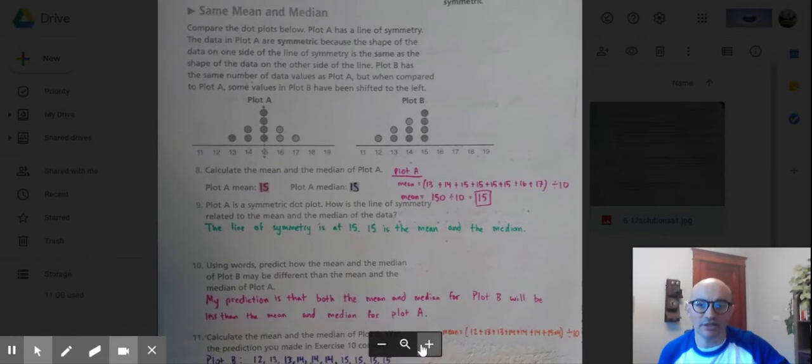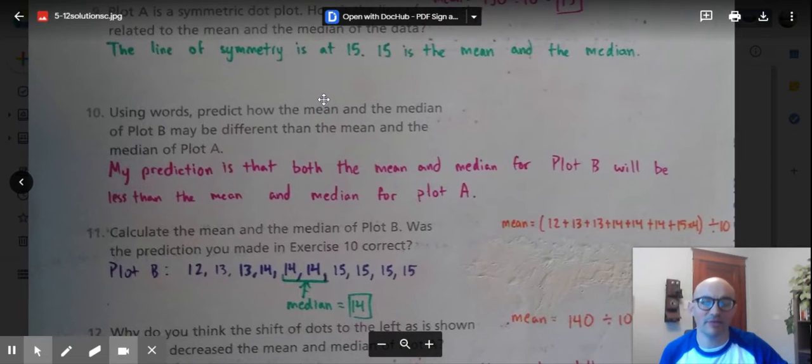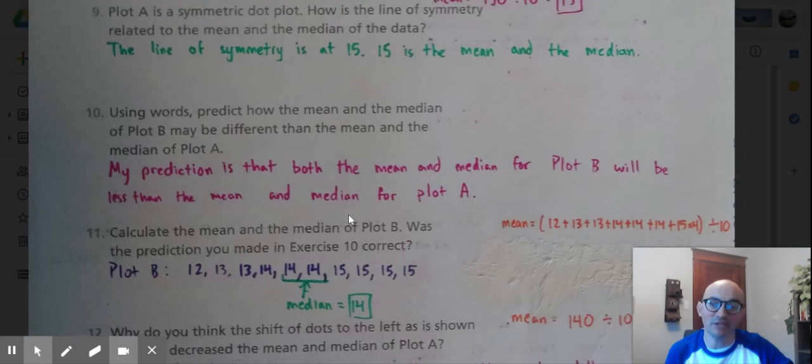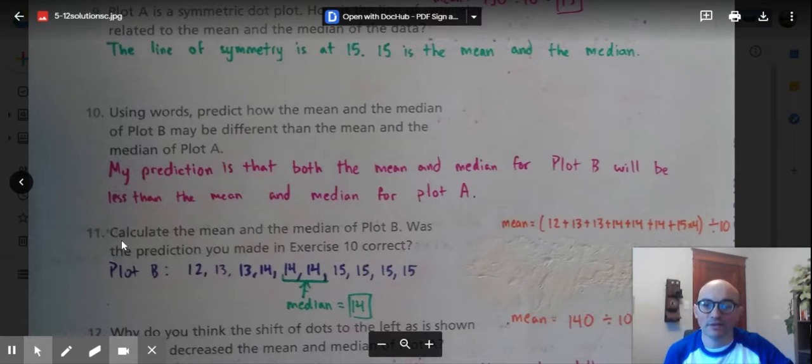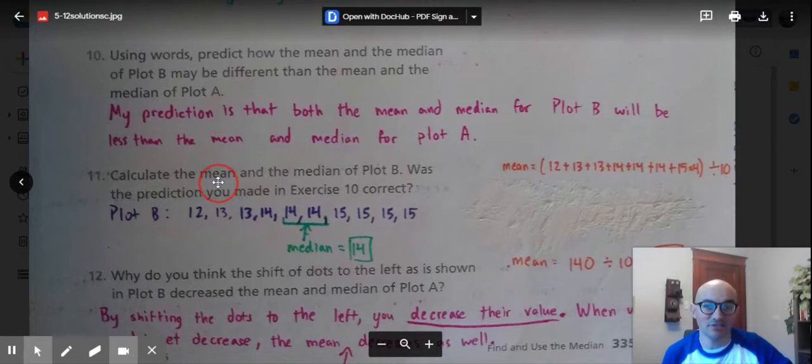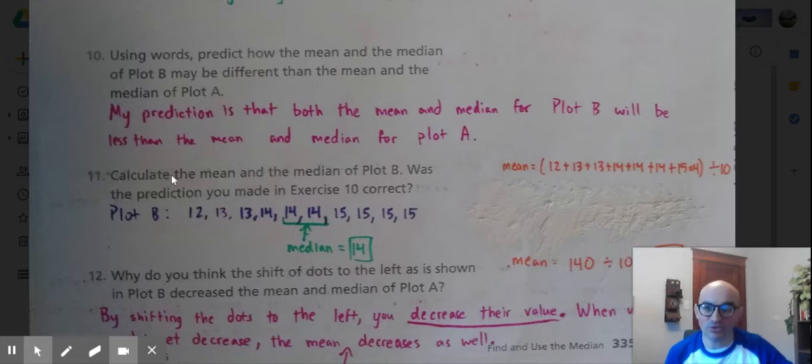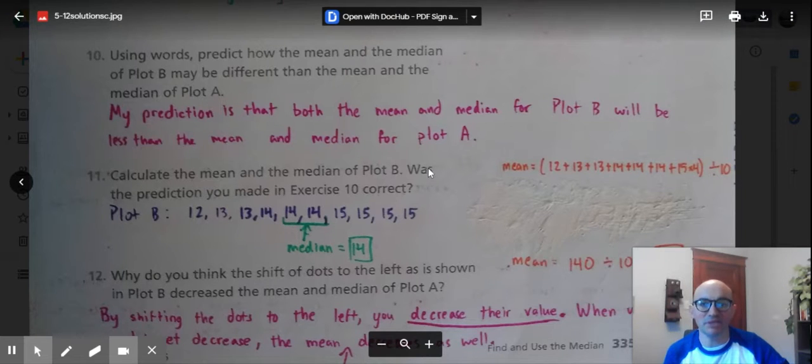So the prediction, here's one of those parts of math where you get a little bit of wiggle room because our predictions, of course, might vary. My prediction is that both the mean and median for plot B will be less than the mean and median for plot A. Problem 11 is going to ask us to actually figure out if our prediction is correct. So we have to calculate the mean and median of plot B and then check and see if we were correct. So let's calculate the median of plot B.